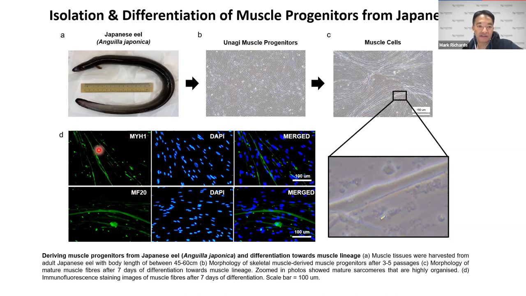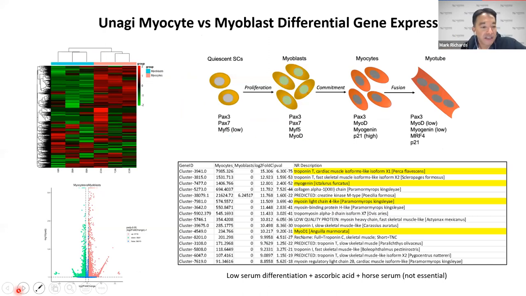The unagi cells, in terms of characterization, do stain for your typical mature muscle markers like myosin heavy chain 1. MF20 is also a type of myosin. One of the issues which we have faced in working with fish cell lines is that a lot of the commercially available antibodies which would work for muscle proteins in the vertebrate area don't seem to work quite well on fish species.